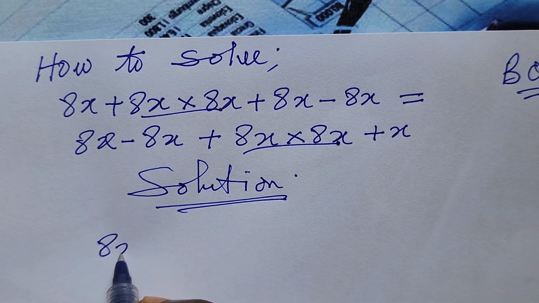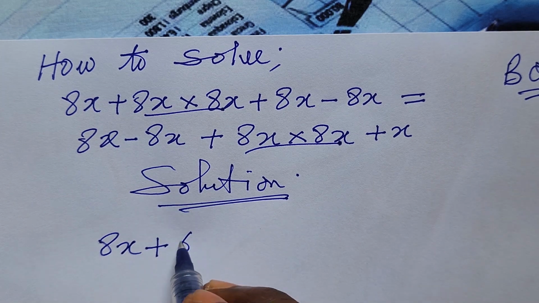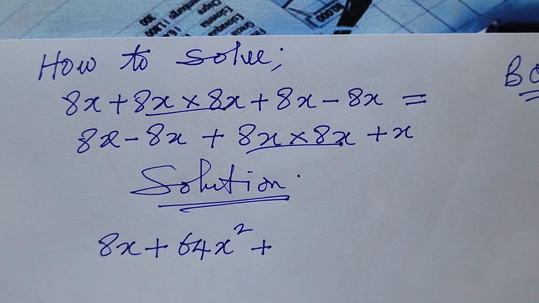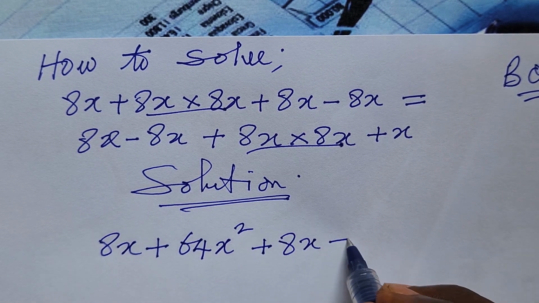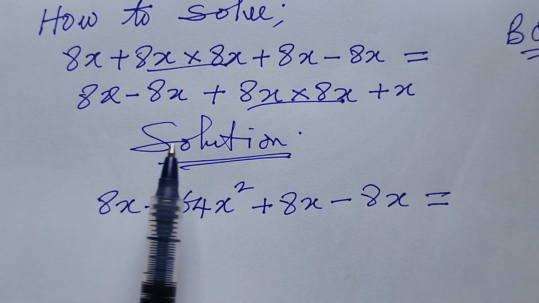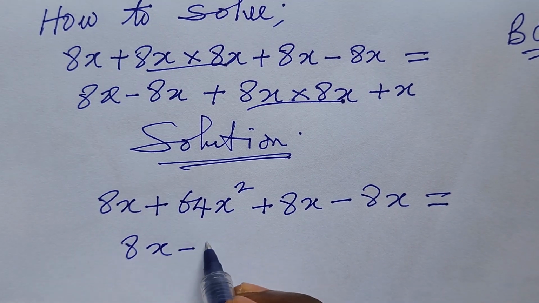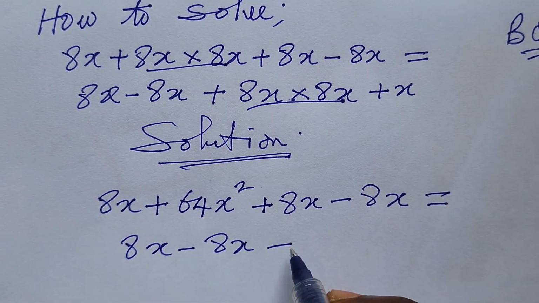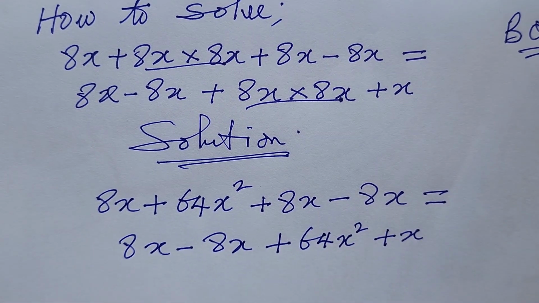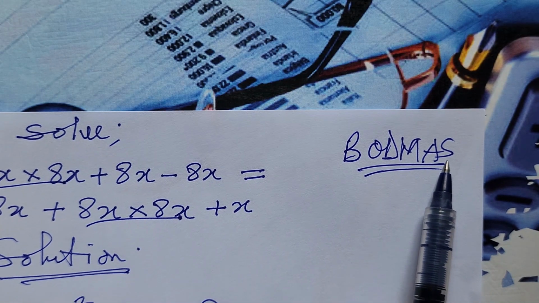So we're going to have here 8x plus 8x times 8x, which will give us 64x to the power of 2. Then plus, let's keep this guy here, so we have 8x minus 8x, everything equal to. On the right hand side, we also have a multiplication here. So let's keep this. So we have 8x minus 8x plus our 64x to the power of 2 plus x.